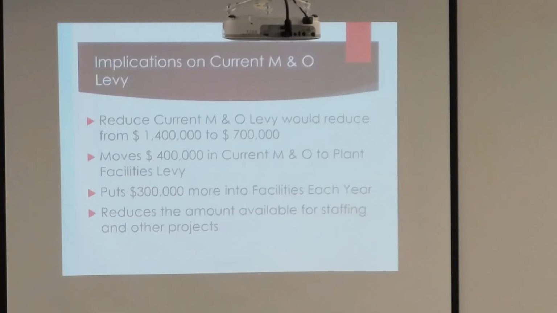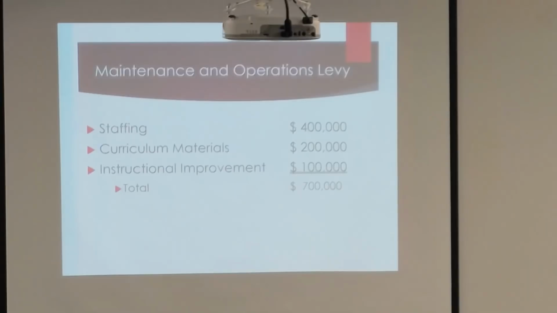But it reduces the amount available for staffing and other projects in the M&O budget. If you want me to go back to that slide, I will, but let me just throw this one up here. So in our maintenance and operations levy budget right now, we have about $400,000 in staffing is what we've been doing for the past few years. We've had about $400,000 in what we call curriculum materials and other items.